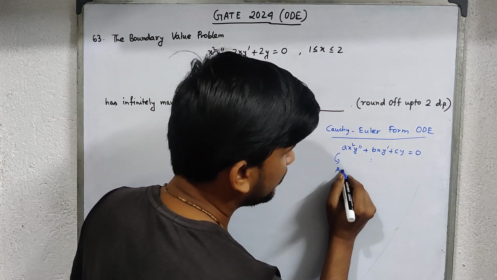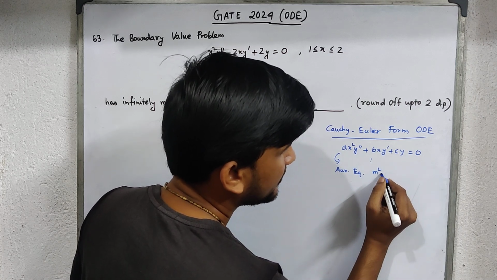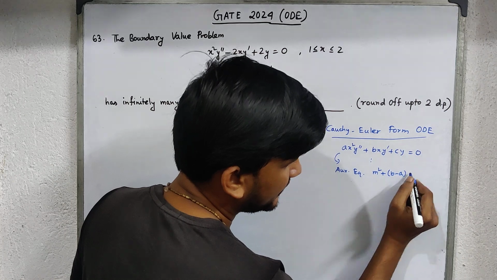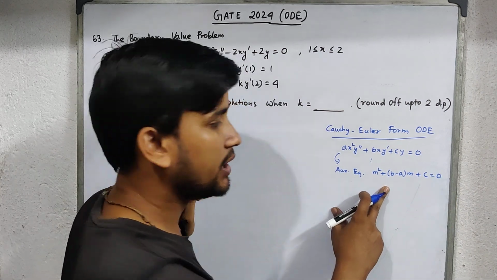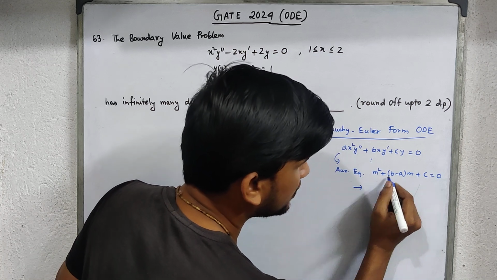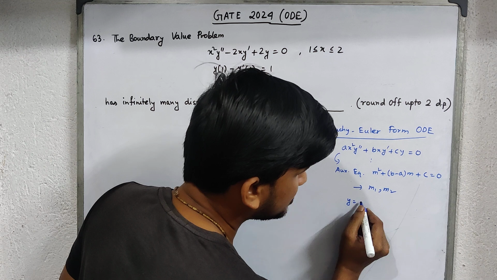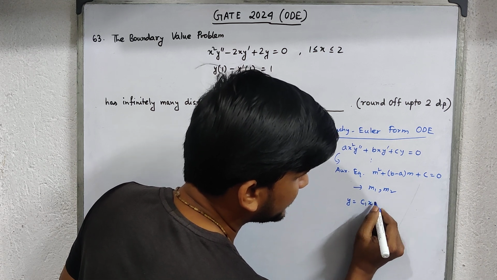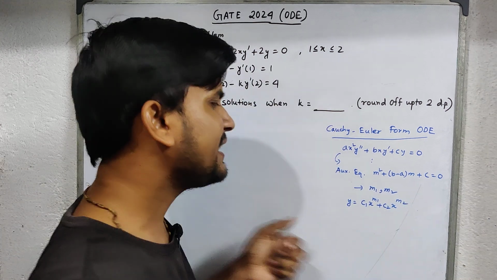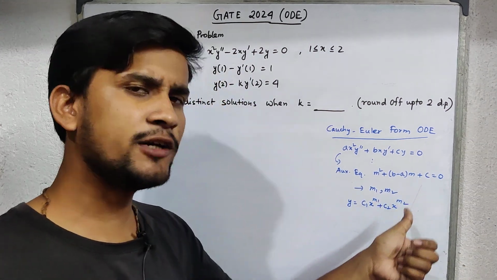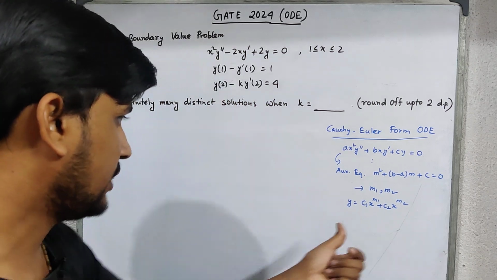How can we solve the problem? The auxiliary equation is m square plus (b minus a) into m plus c equals 0. If we find the roots m1 and m2 distinct, then we can write the solution in the form c1 x to the power m1 plus c2 x to the power m2. In case of repeated roots, you can know the process of how to write this solution.